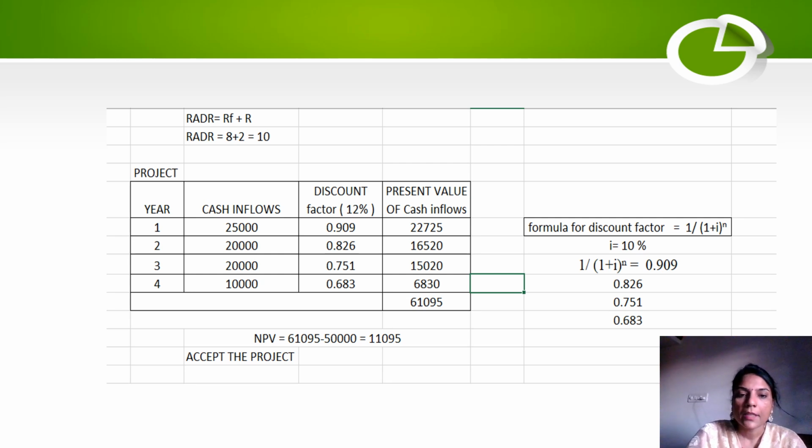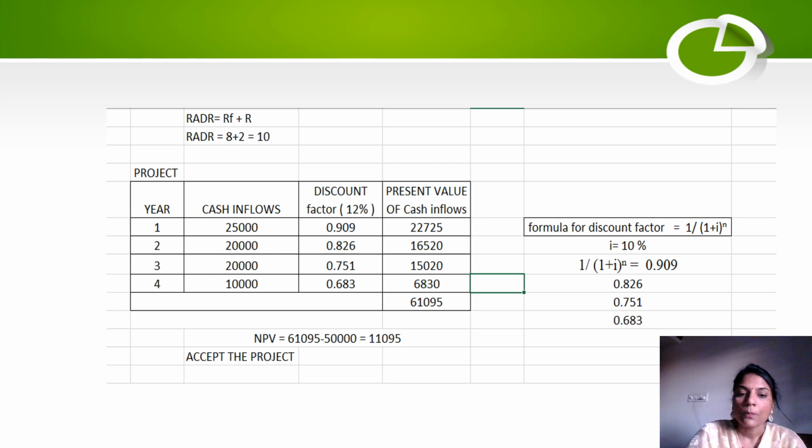Fourth year, the cash inflow is 10,000 and the discounting factor is 0.683. So 10,000 multiplied by 0.683 is 6,830. Now we will calculate the total present value of cash inflows by adding all these: 22,725 plus 16,520 plus 15,020 plus 6,830 will give you 61,095 rupees. This is the total present value of cash inflows after 4 years.